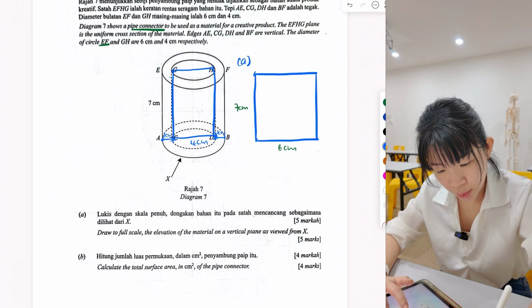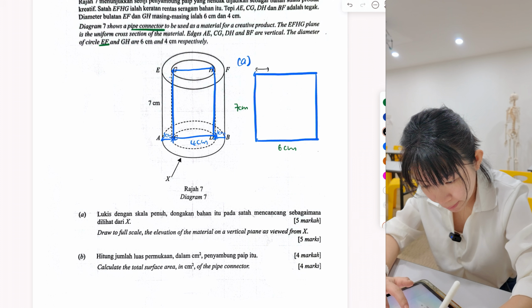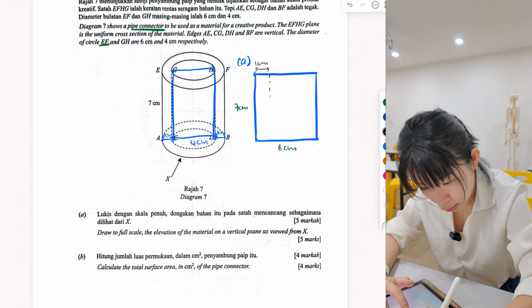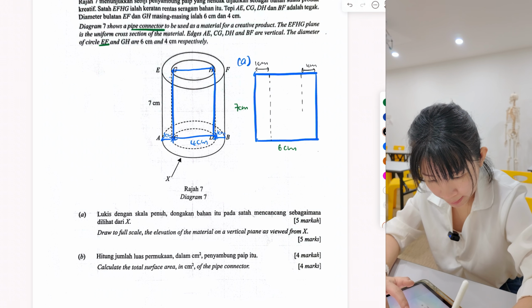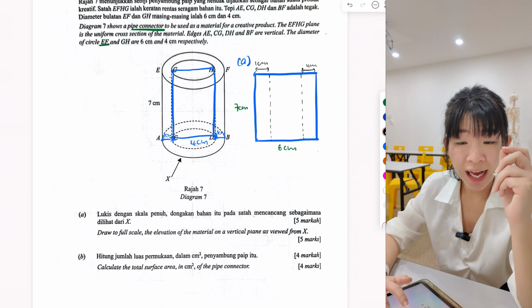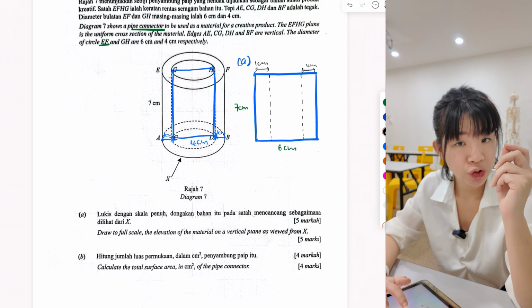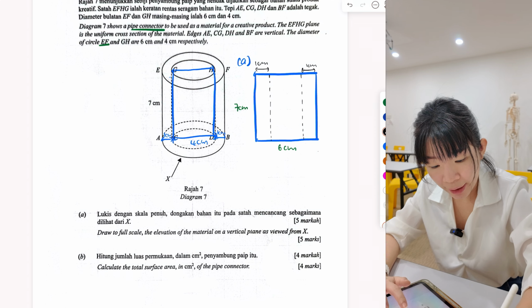So for this 2D, we need to draw. Make sure you measure 1 cm. The gap here is 1 cm, and you need to put a dotted line all the way down. Here also 1 cm dotted line. Even the things you can't see, but it is there, you still need to draw, but make sure you draw with a dotted line.